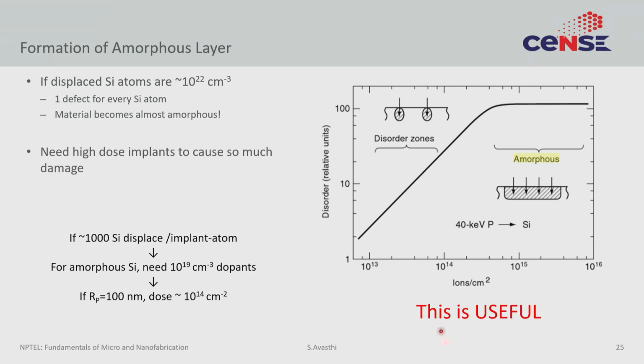You would think this is bad, because while doing crystal growth, we had done so much work to get this perfect silicon lattice, and by just doing ion implantation at high enough dose, we are completely obliterating it and getting amorphous silicon. But trust me, this is useful, and why, we will come to it in a minute.